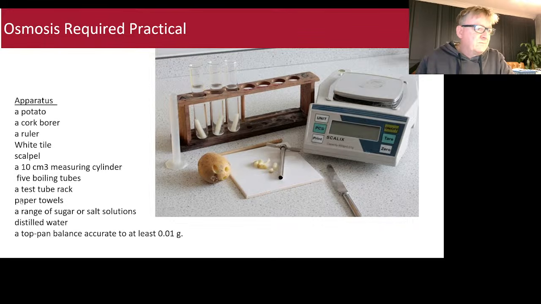You've got your equipment. If they do ask anything about equipment or things that you're going to use, make sure you list as many things as you can. But unlike what I've done here, write down what they are for. So if they do ask about the top pan balance, make sure you say you're going to use that to calculate the weight. A scalpel is then for cutting the potato to the correct length. So if they ask about equipment, tell them what it's for.